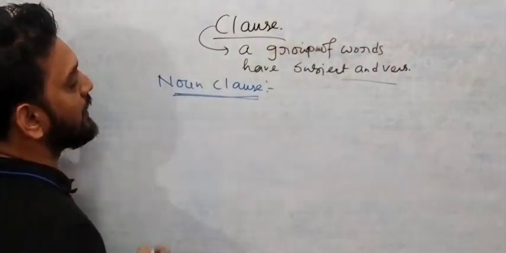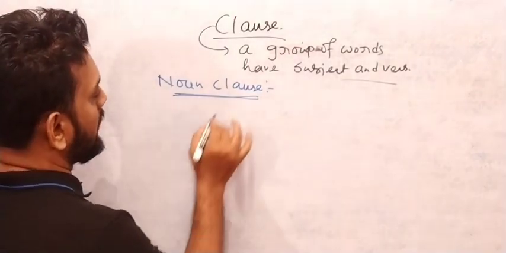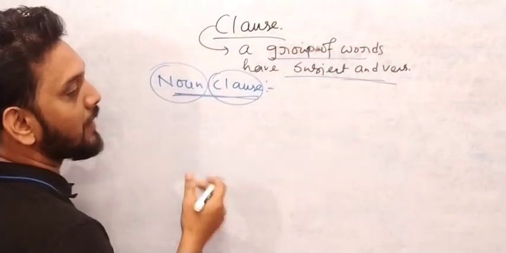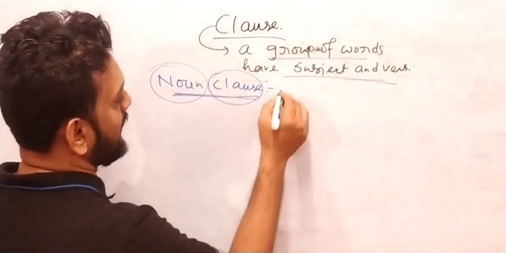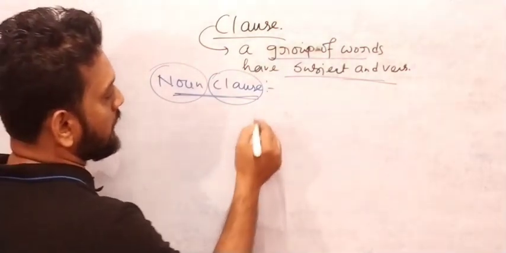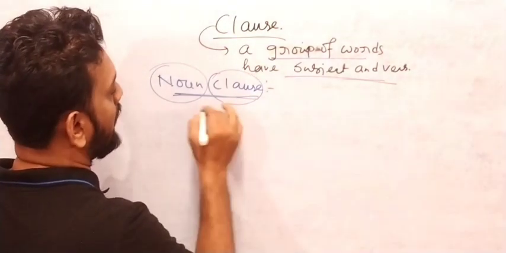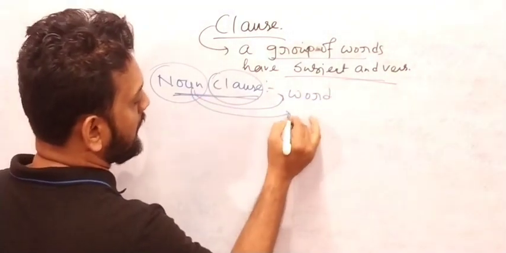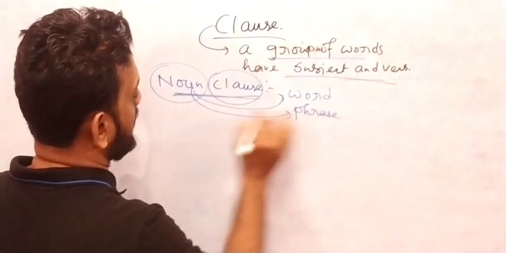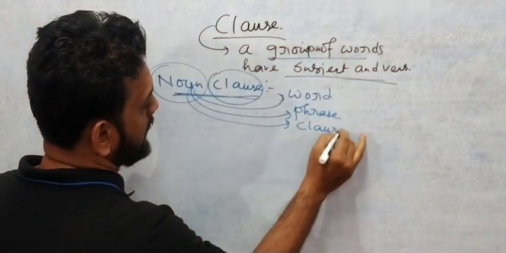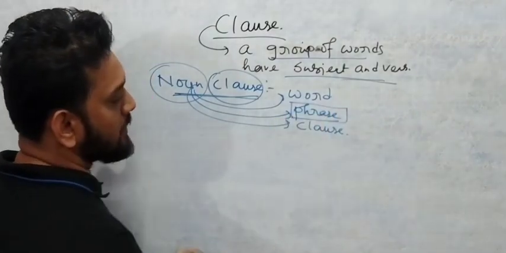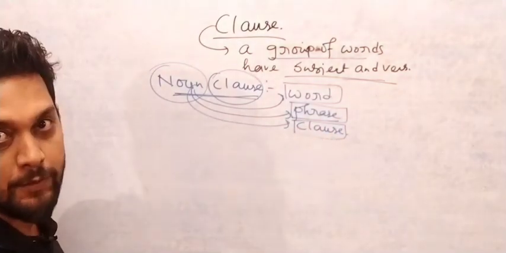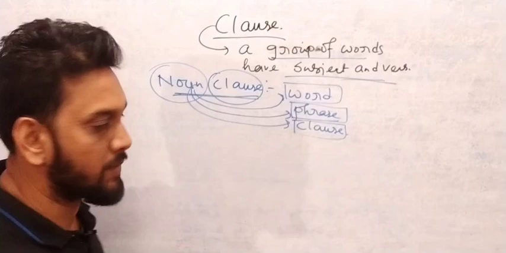Now noun clause, what I have written here, noun clause. Yes or no? Now what is clause? Clause means a group of words which have subject and verb. What is noun clause? A noun clause is also a group of words which act as a noun. That means, my friend, a noun can be a word. In the noun lesson also I will tell you, a noun can be a word, a noun can also be a phrase, and a noun can also be a clause. Last day you understood how a noun can function as a phrase and as a word, and today we are going to understand how a noun can act as a noun clause.